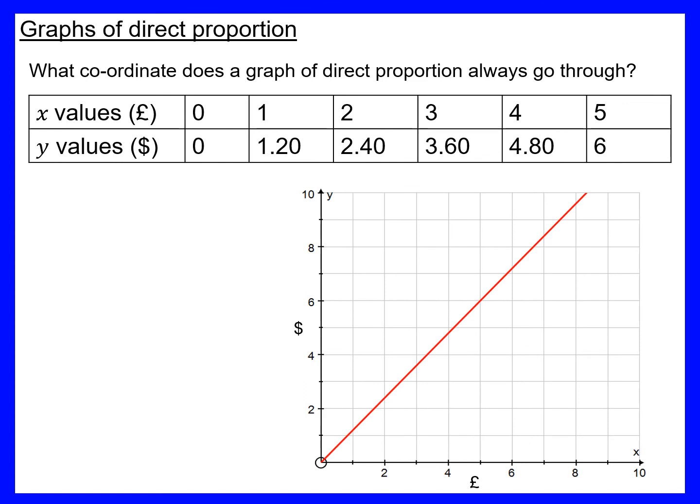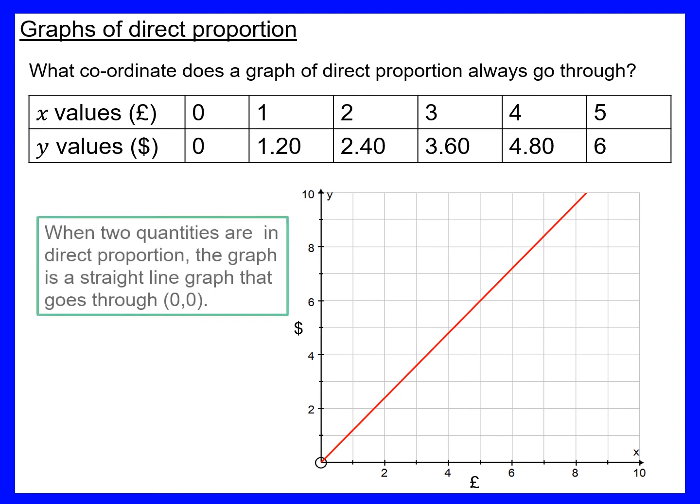We can see that on our graph of direct proportion, pounds and dollars are in direct proportion. Every £1 I go up gets me an extra $1.20. We get a straight line, and it's a straight line that goes through 0, 0. So when two quantities are in direct proportion, the graph is a straight line that goes through 0, 0. Remember, anything in a green box is important and a good idea to write down in your book. So perfect straight line through 0, 0.